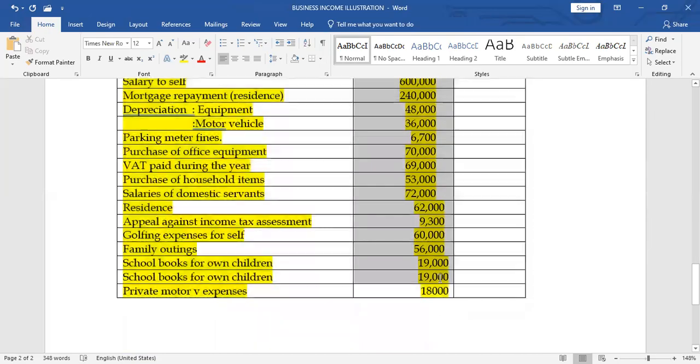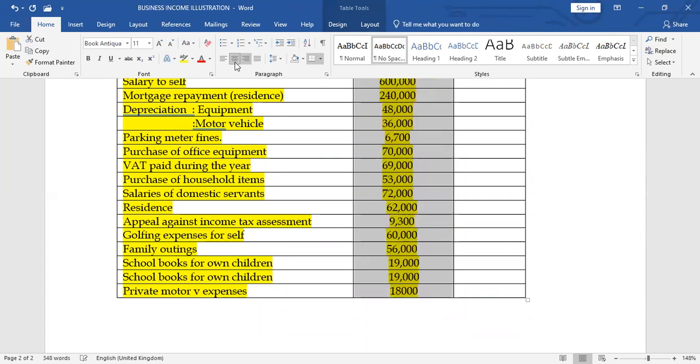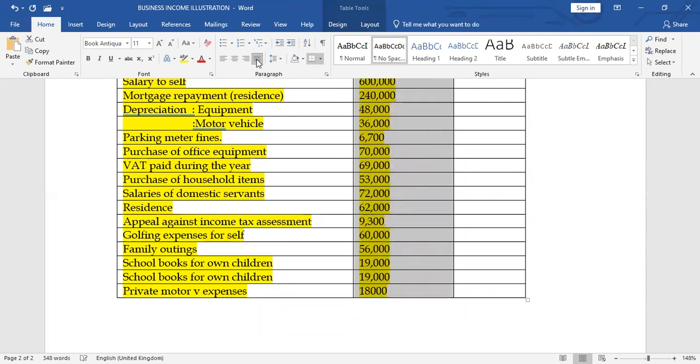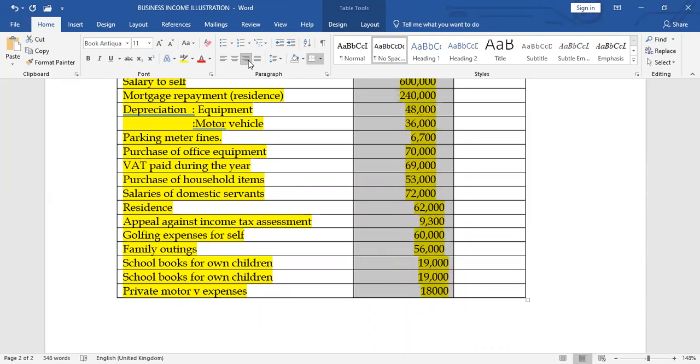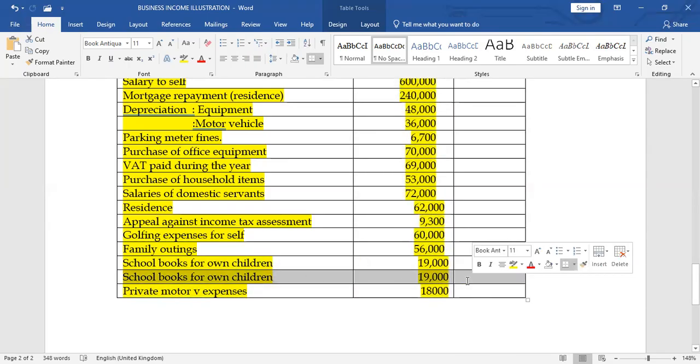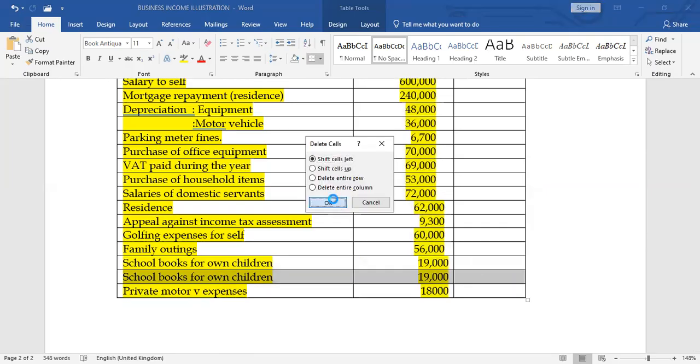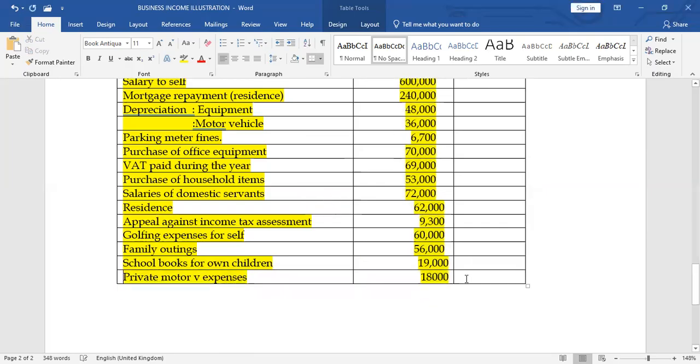Ukimaliza hapo, you've made a double entry of school books for own children. Yeah? Huko chini, you've made a double entry. It's not a double entry, it's a repetition. Okay. Sorry. Thank you.